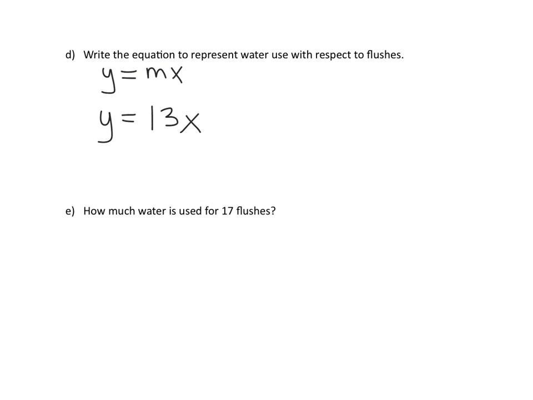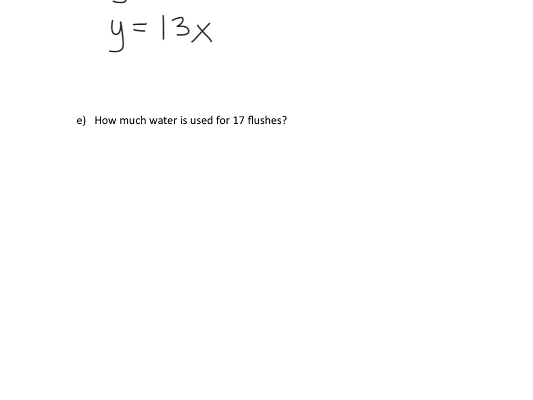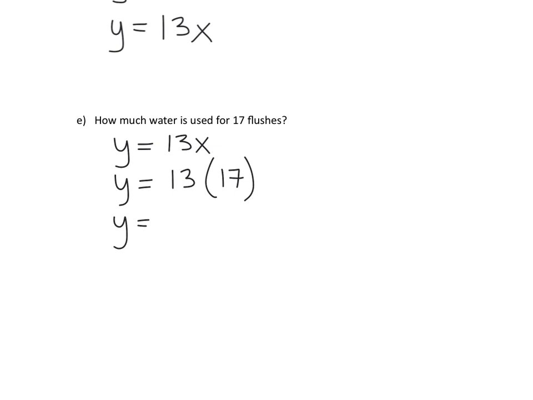And so now that I have the equation, I can go ahead and calculate how much water is used for 17 flushes. So I know that 17 flushes represents my x-axis. Flushes was plotted along the x-axis. So I'm going to substitute 17 in the place of x. I'm going to rewrite my equation, y equals 13x, and in the place of x, I'm going to substitute 17 for 17 flushes. And then I'm going to go ahead and calculate that. So that's 13 multiplied by 17, which is 221.